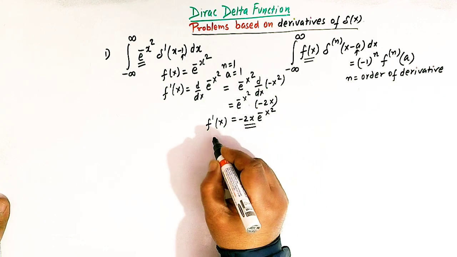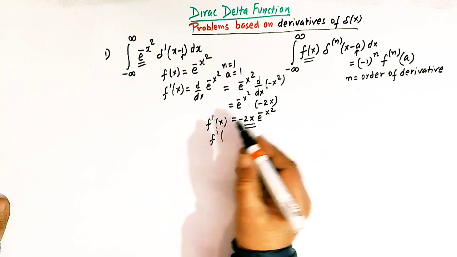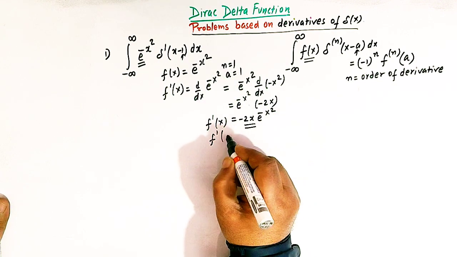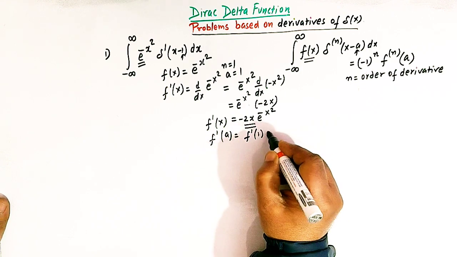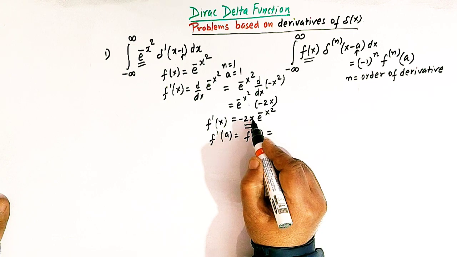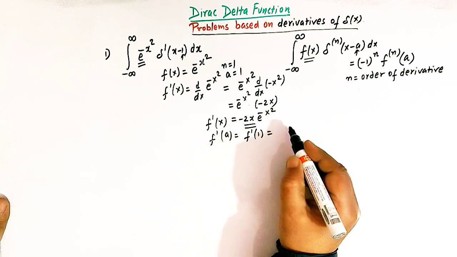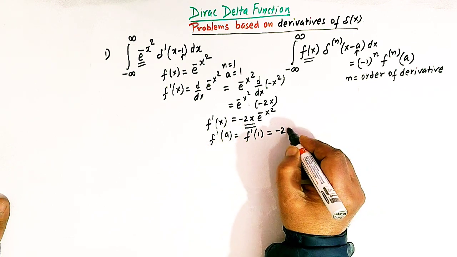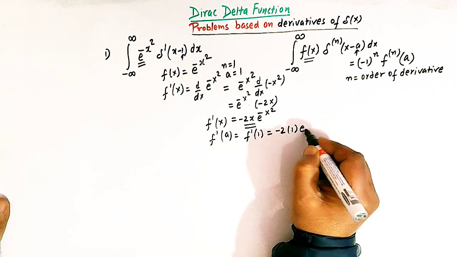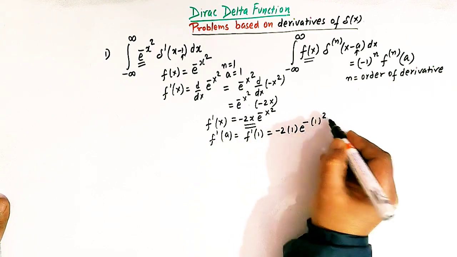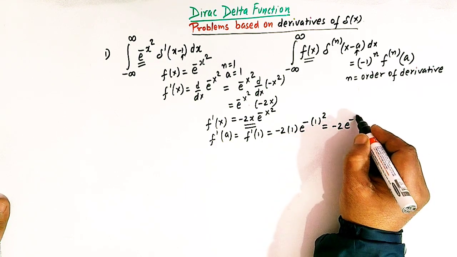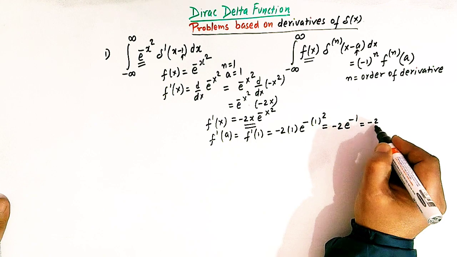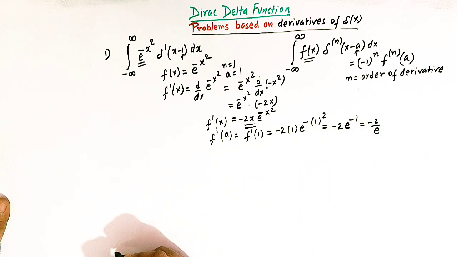Now let us find the value of this derivative at this point, that is a, which is f prime of 1. So we can substitute x is equal to 1 in this expression. So we have minus 2, then 1, then e raised to minus 1 square. So this is minus 2 times e raised to minus 1, that is minus 2 over e.